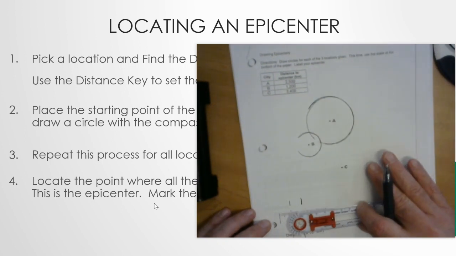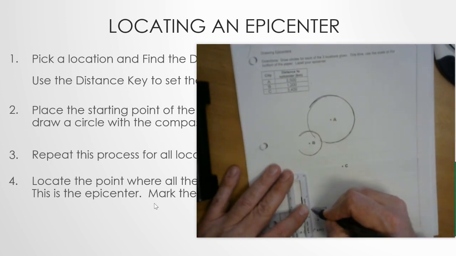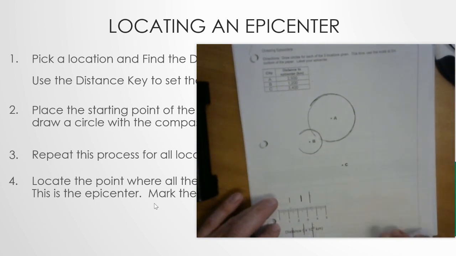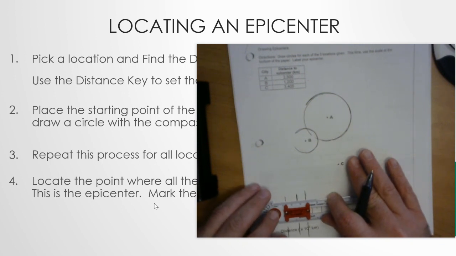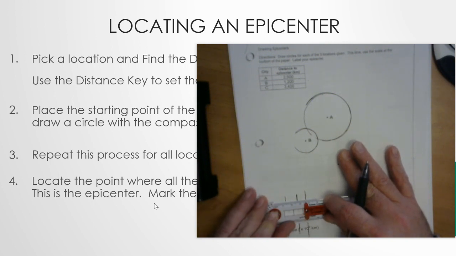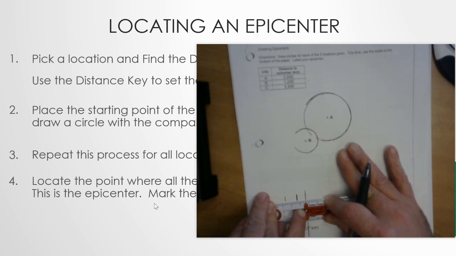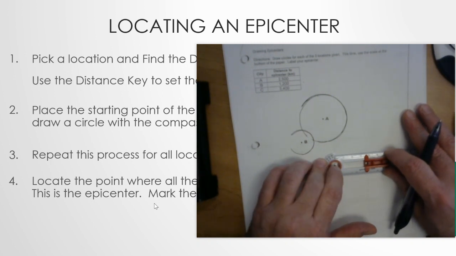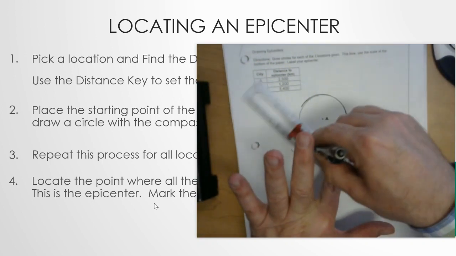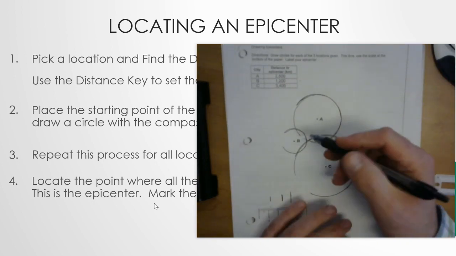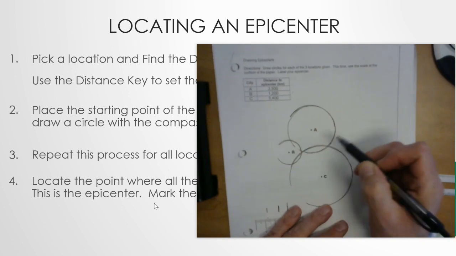And then the next one is 3,400. So 3,400 is here. I'm going to move this guy to 3,400. Pretty good. Go to C. Make my last circle. Okay, now this is the point where it all intersects.